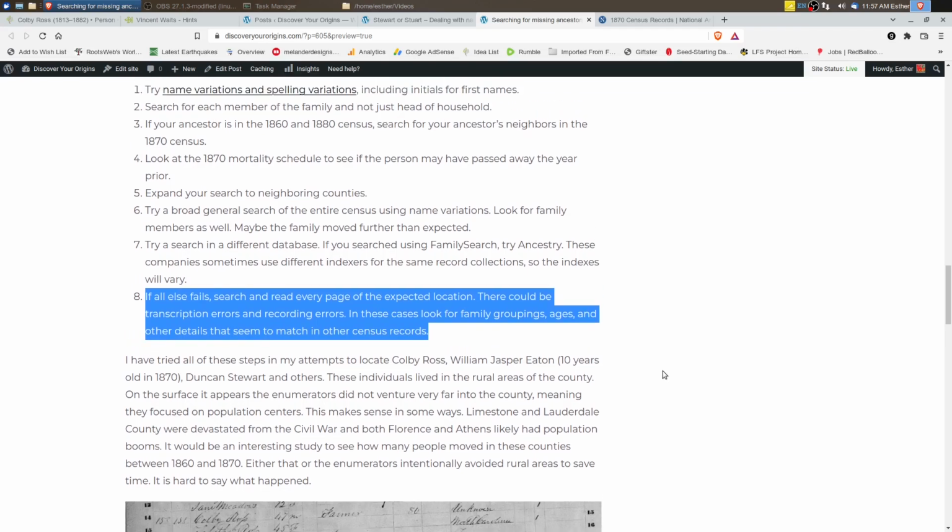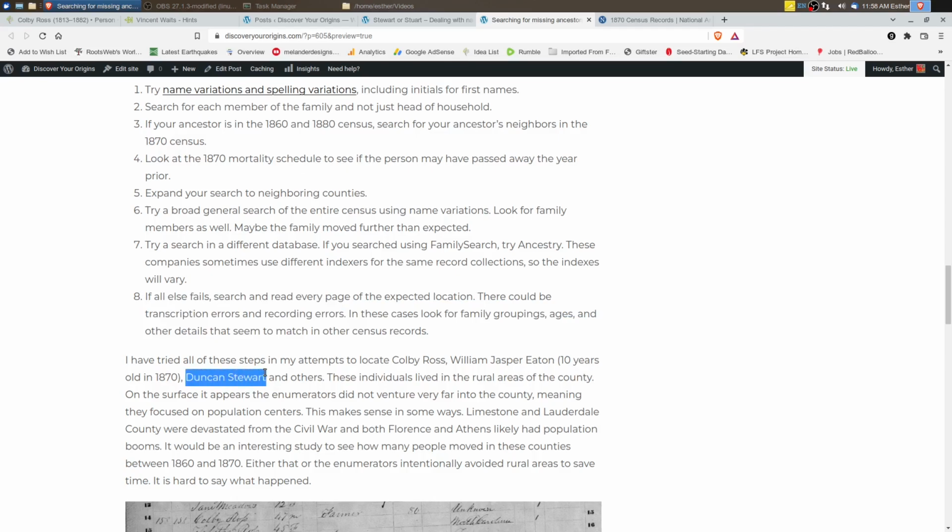And there were some other people who lived in the rural areas of Lauderdale County that I've also not been able to find. So William Jasper Eaton is somebody that we would really love to find in the 1870 census. He was only 10 years old, an orphan. He should have been living with his grandmother. She's not in the census either.